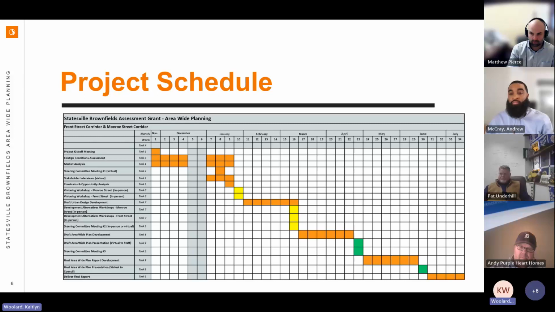The third steering committee meeting will be towards the end of the project, when we are ready to present our draft area-wide plan to the public as well. Right now our second workshop is scheduled for the beginning of March, the second week in March. We'll probably push that back a little bit, but we have that flexibility to do so in this schedule.